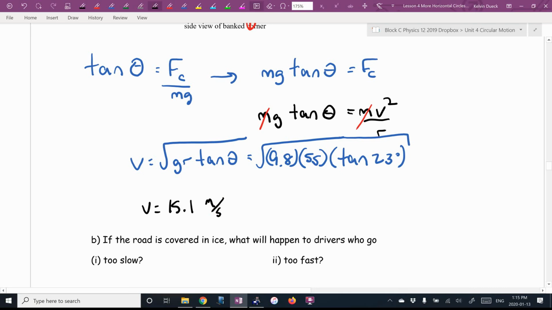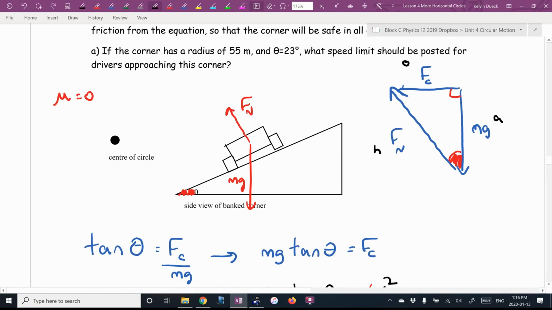Which force did I not bother including that has often showed up on questions before? Mu is not a force. I didn't include friction. Now, why is that? This is the beauty of a banked corner. Supposing this road is covered in ice, what speed do you hit it at? Still 15.1 meters per second, because I didn't include friction. What if you go too slow? Yeah, if you go too slow, you can run the numbers if you want to, but you're going to find you'll slide down. If you go too fast, you'll slide up and off.